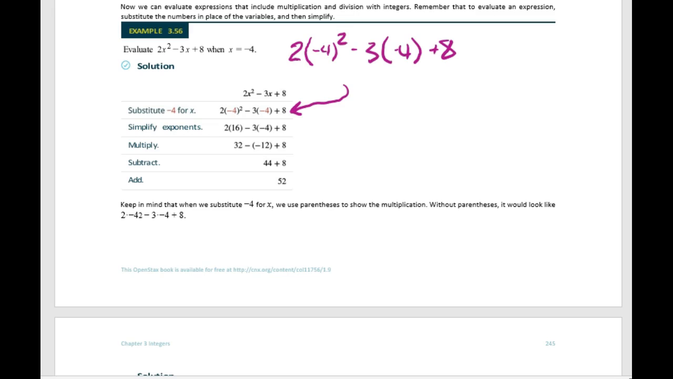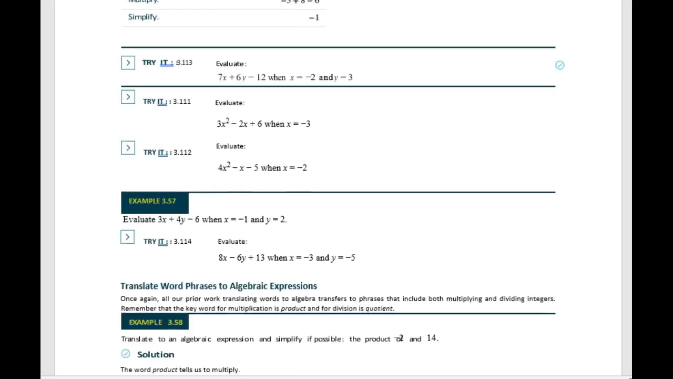So then I can just subtract. And since I'm subtracting the opposite, it turns into adding. And I come up with my final answer. So the big important thing here is make sure that you are using your parentheses when you are evaluating.